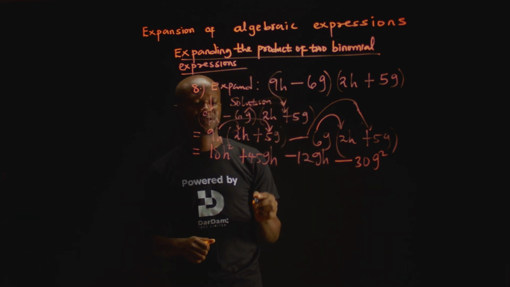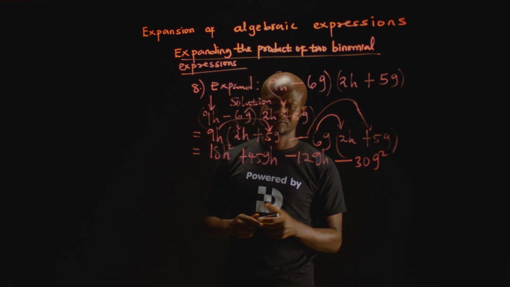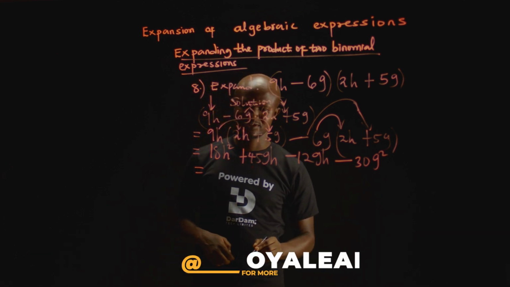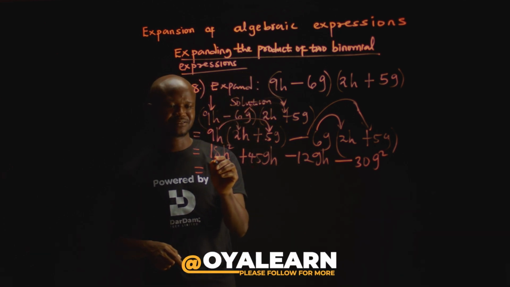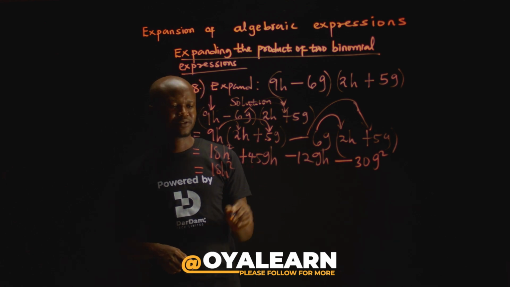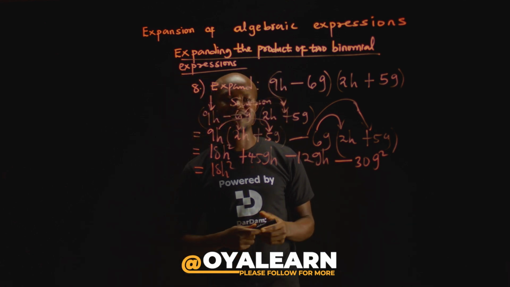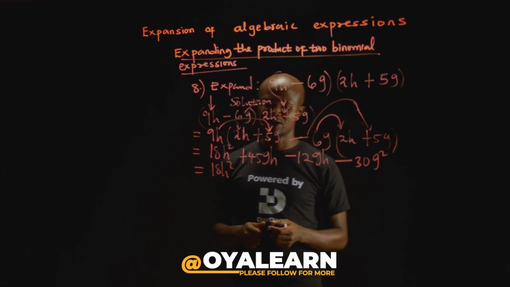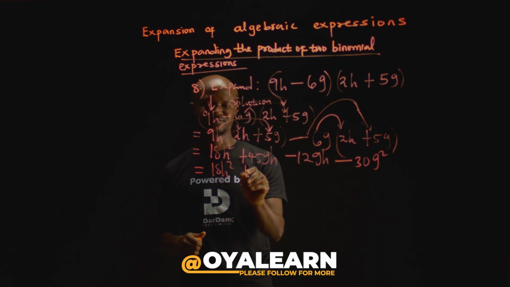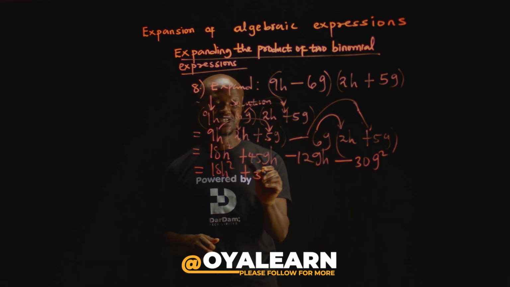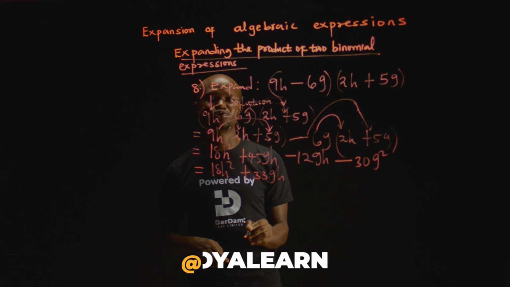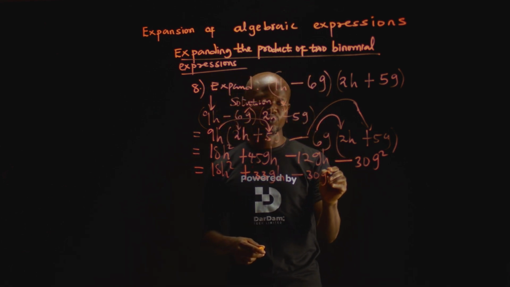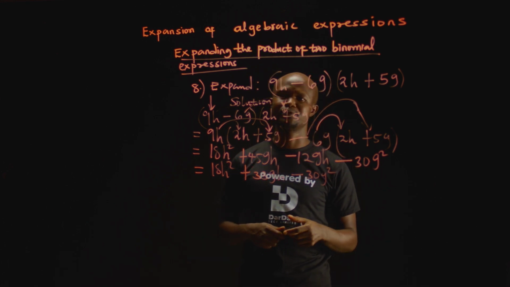Now the two middle terms are like terms, so we can add them together. So adding them or subtracting, we have 45gh minus 12gh will give us what? 45 minus 12, that will give us 33. So we have 33gh as the middle term, minus 30g squared. That is the solution to the problem. Thank you.